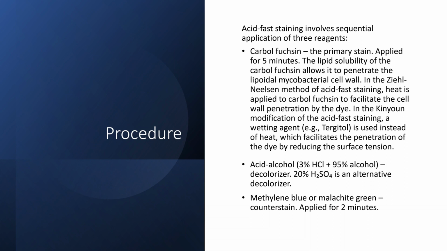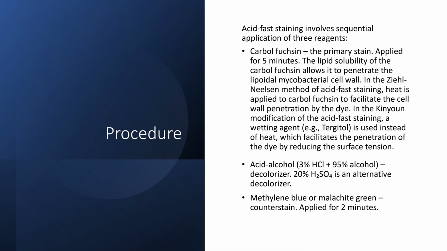There are two modifications of acid-fast stain: the Ziehl-Neelsen modification and the Kinyoun modification. In the Ziehl-Neelsen method, we use heat to enhance the penetration of carbolfuchsin into the bacterial cell. We use heat, that's why we call it hot carbolfuchsin. But in the Kinyoun modification, we use a chemical agent called Tergitol, which reduces the surface tension, so that it also enhances the penetration of the dye into the bacterial cell wall. That is the Kinyoun modification.